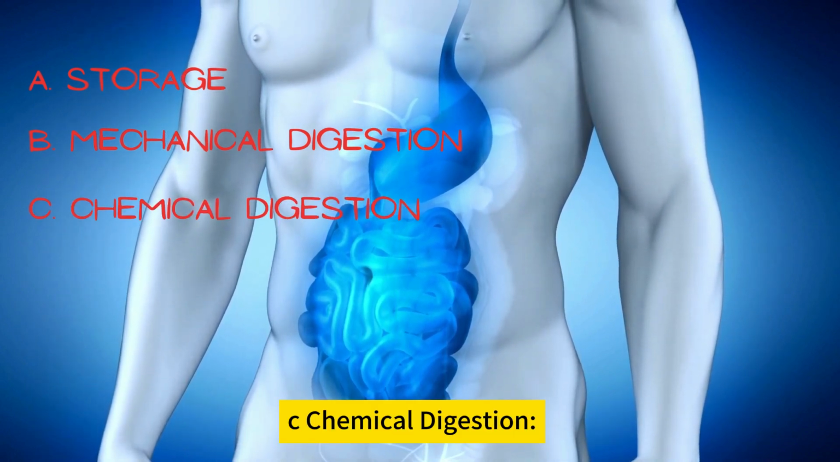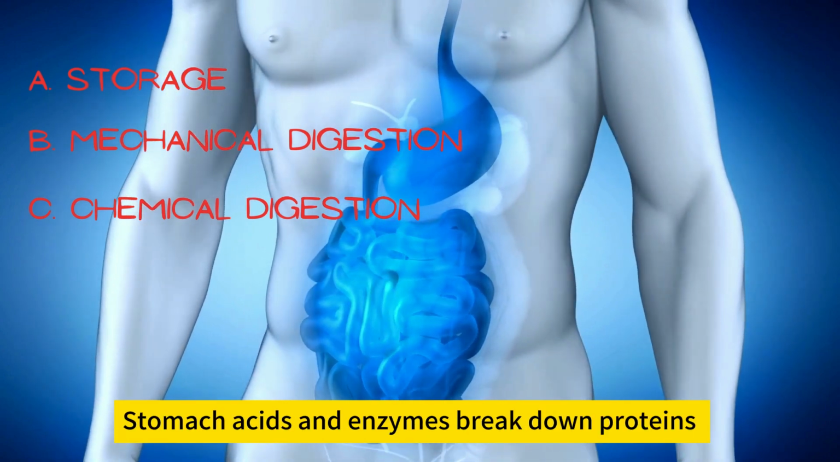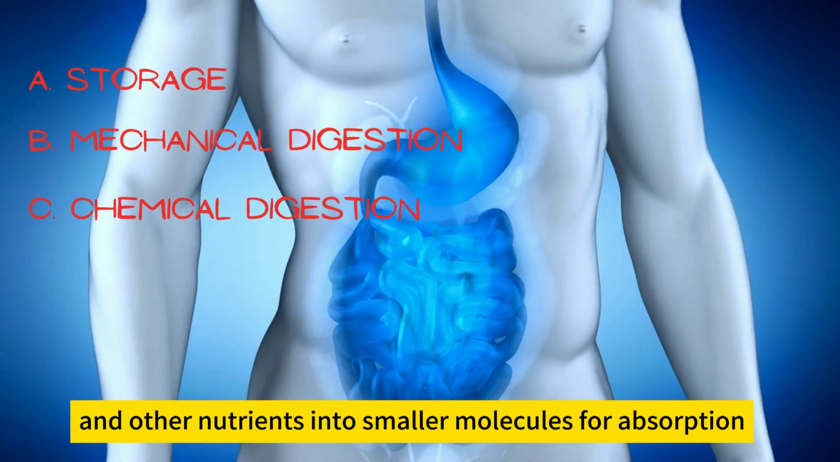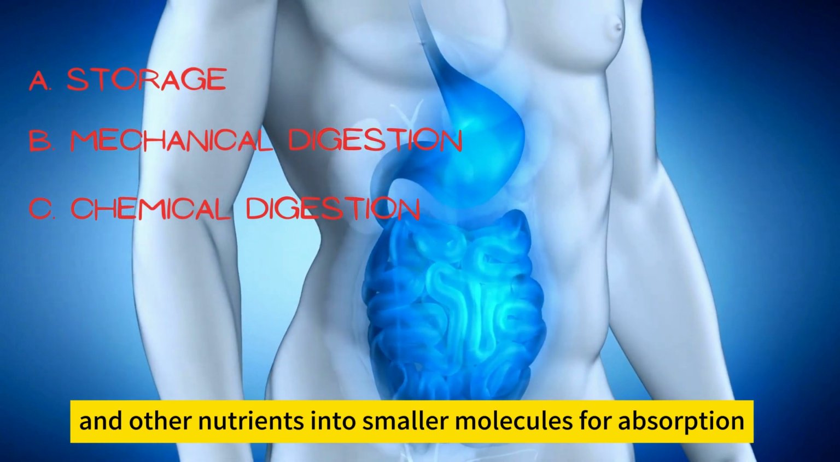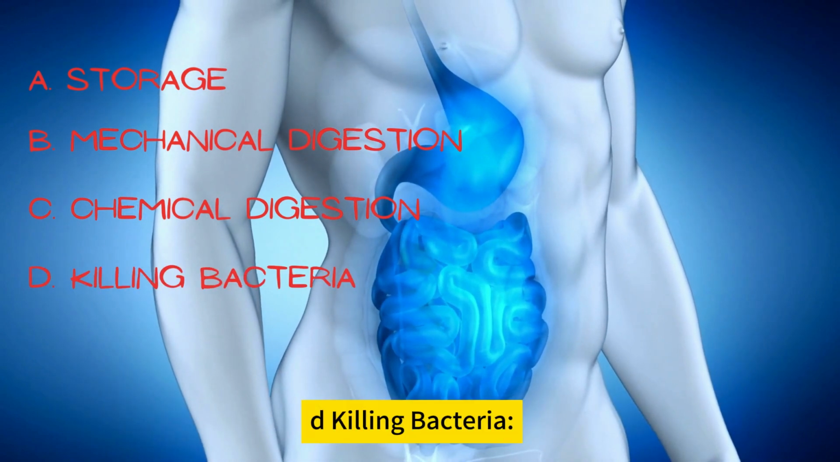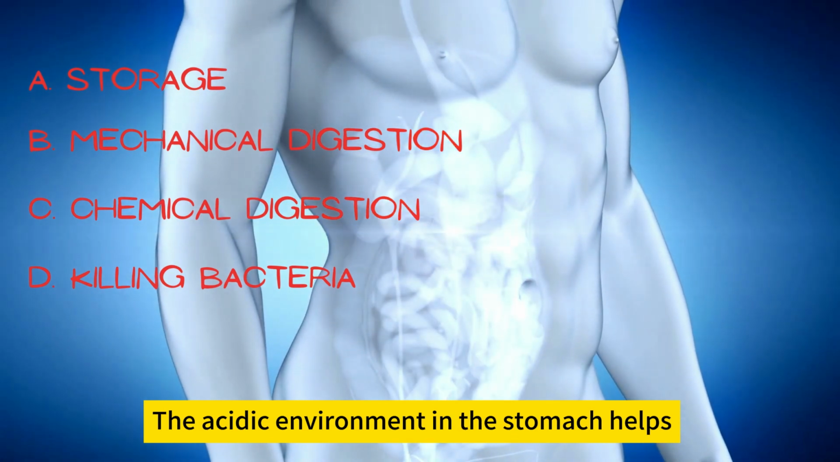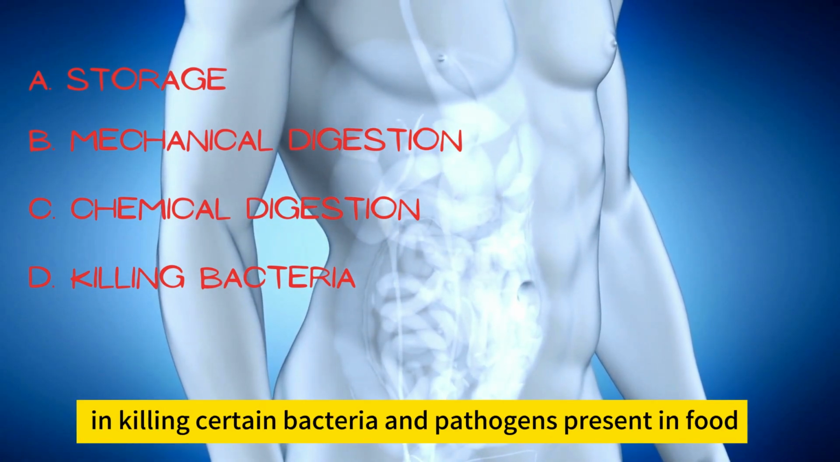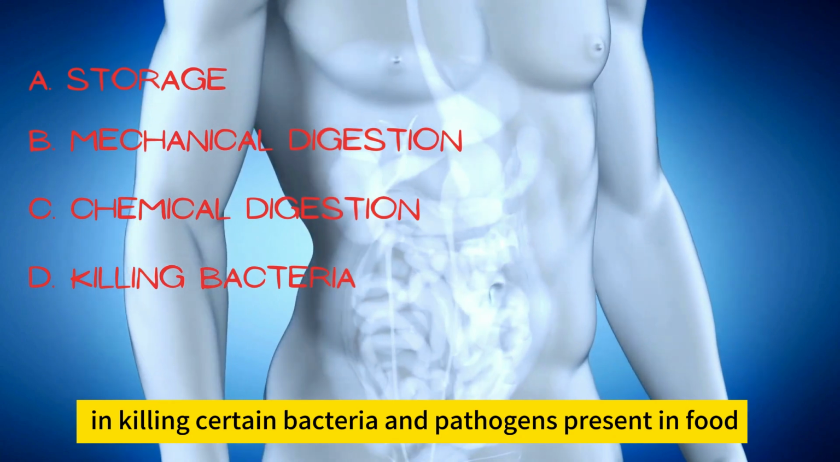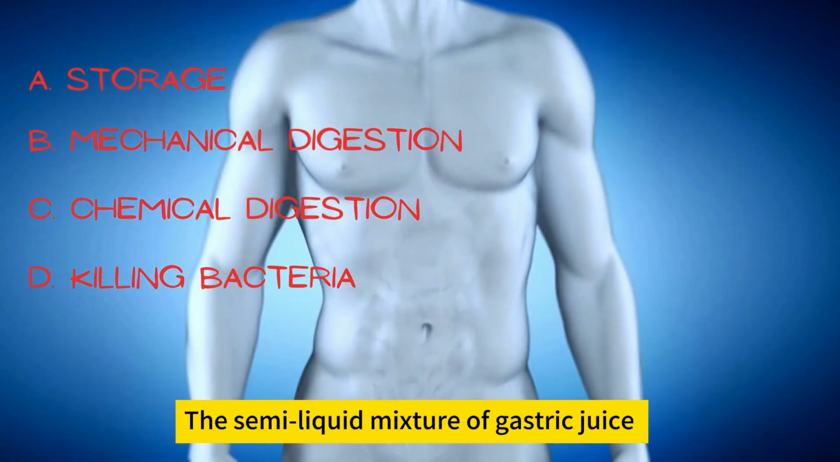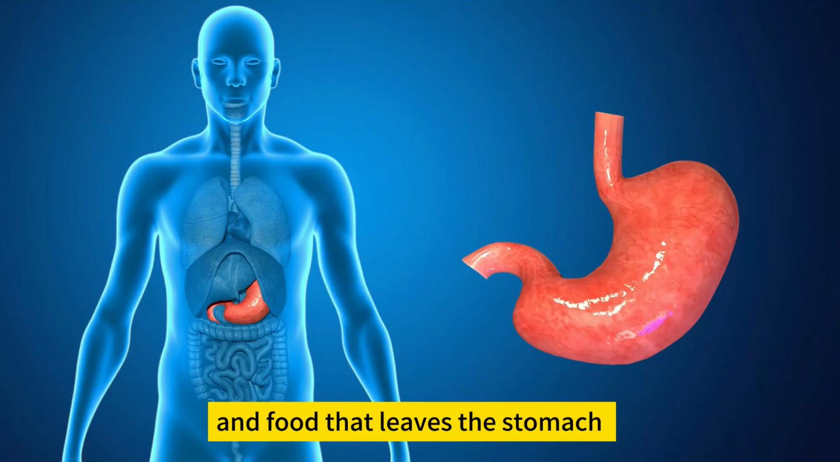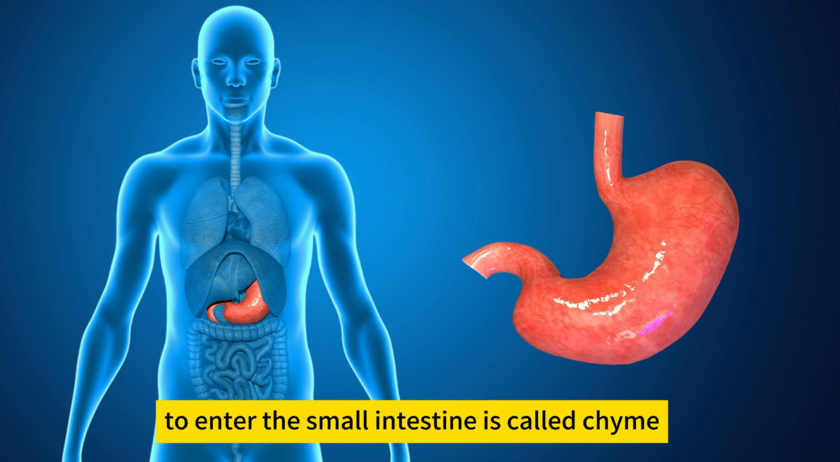C. Chemical digestion. Stomach acids and enzymes break down proteins and other nutrients into smaller molecules for absorption. D. Killing bacteria. The acidic environment in the stomach helps in killing certain bacteria and pathogens present in food. The semi-liquid mixture of gastric juice and food that leaves the stomach to enter the small intestine is called chyme.